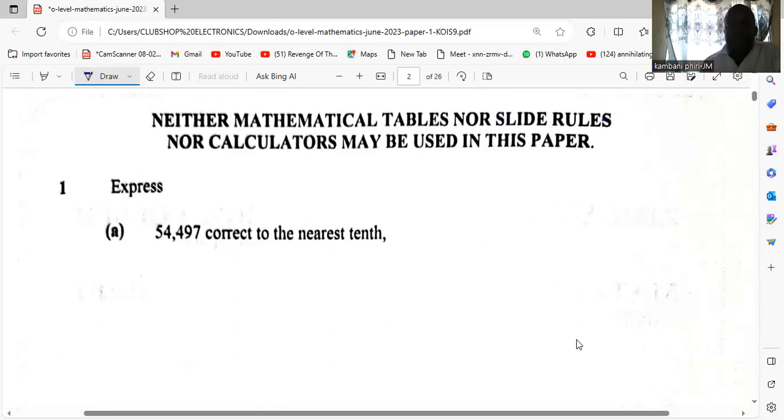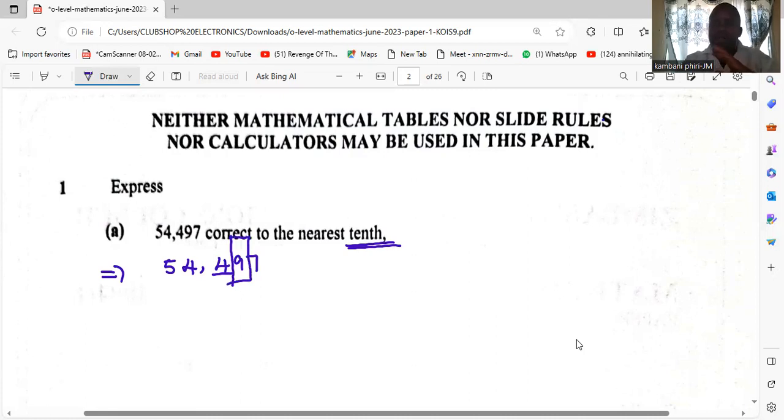Now, 1A: express 5,454.0497 to the nearest 10. The nearest 10, what do you mean? After this comma, I'm going to the tens here, then you cut the line and consider the next number. If the number is greater or equal to 5, it is taken as 1. Otherwise, if it is less than 5, you take it as 0, but you must add it to the preceding number here. In this case, 4 plus 1 is 5.